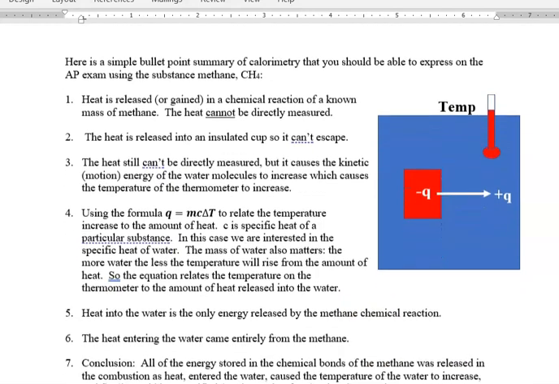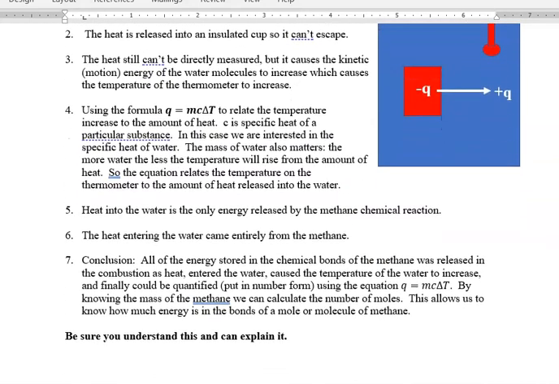Number 5. The heat into the water is the only energy released by the methane chemical reaction. This is very important. There's no other energy being released by this methane. It's in a constant volume. It can't do any work because it can't make something move. Work requires that something actually physically move. It can't make anything move. And there's no other type of energy. There's no light energy or sound energy or anything else. So it's all 100% heat energy.